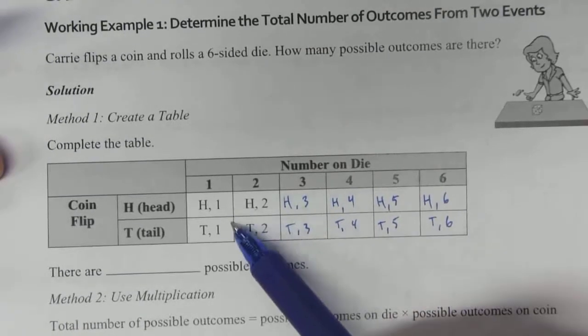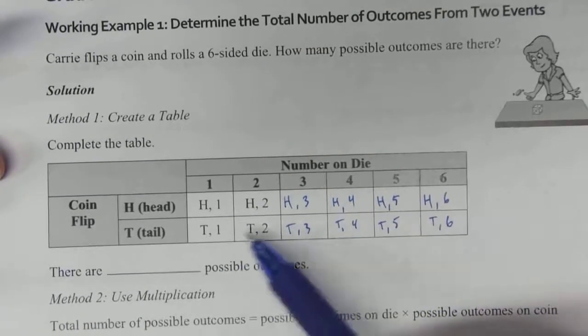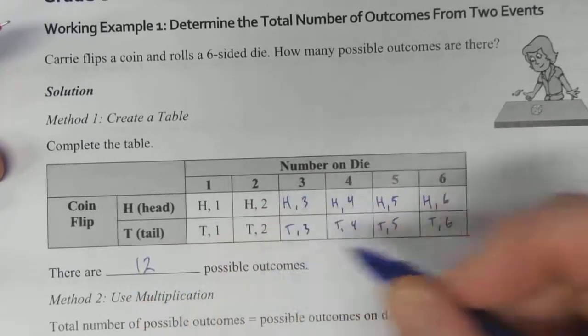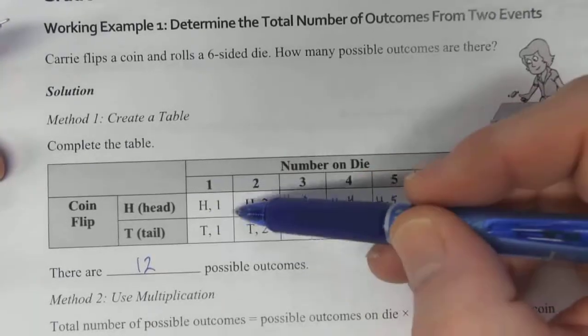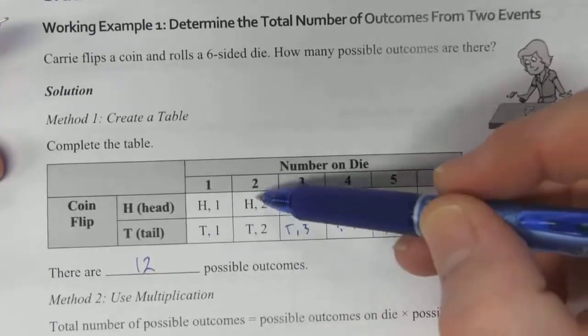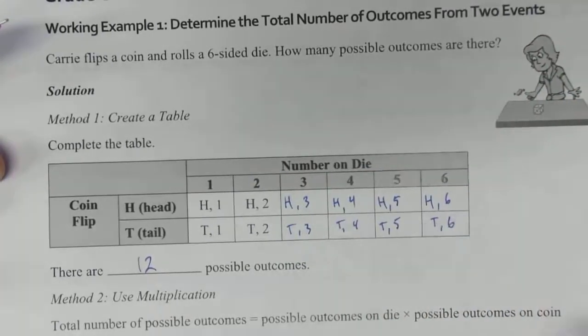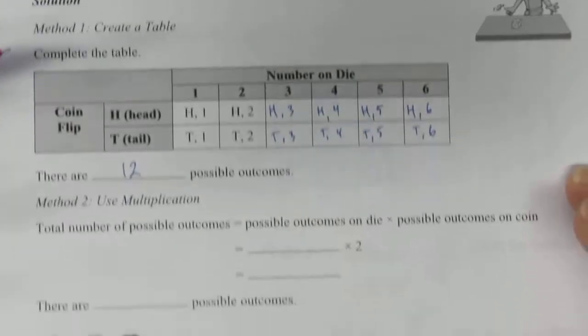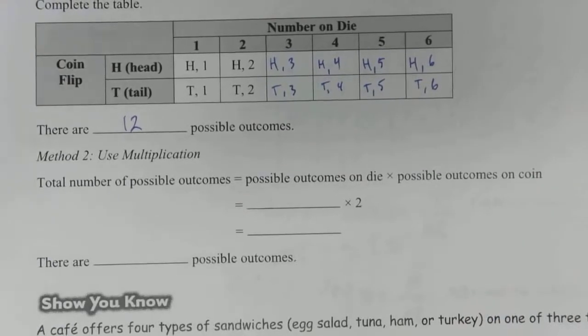So in this case, there's 1, 2, 3, 4, 5, 6, 7, 8, 9, 10, 11, 12 possible outcomes. Each cell, so each square in the grid, is a possible outcome. And we've got 12 of them in this case. So that's how many possible outcomes there are.